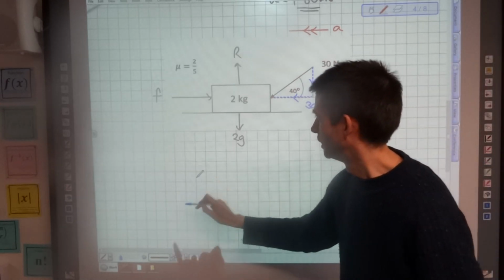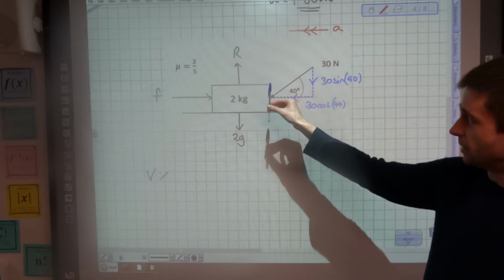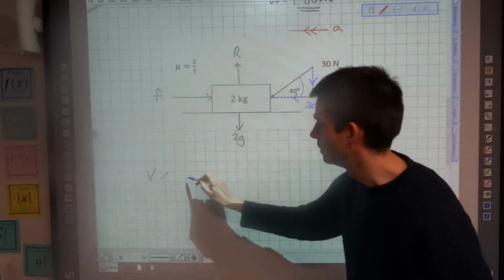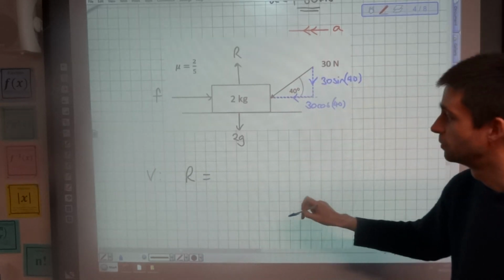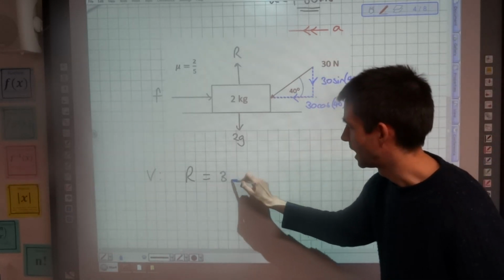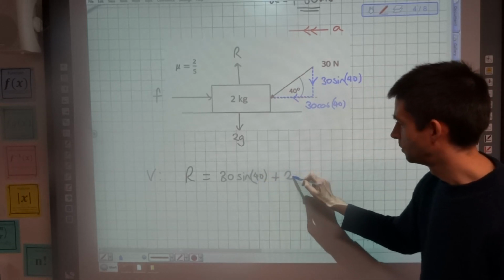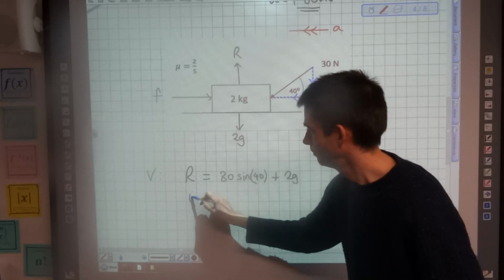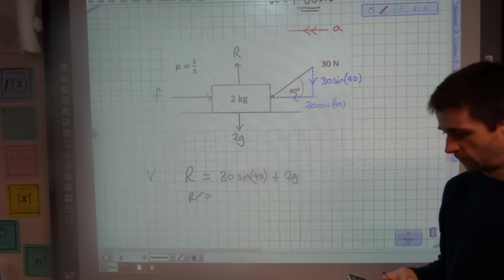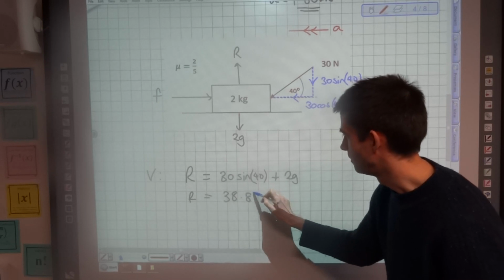So the first thing that I'm going to look at doing is I'm going to resolve vertically. Now this time I've got to be a bit careful because it's still in equilibrium vertically. So total forces up is equal to total forces down. But this time the only force acting up is that normal reaction force R, because we've got this 30 sin 40 force which is acting downwards. And we've also got the weight, which is 2g. So I'm just going to use that to work out a numerical value for the normal reaction force, which is 38.88.